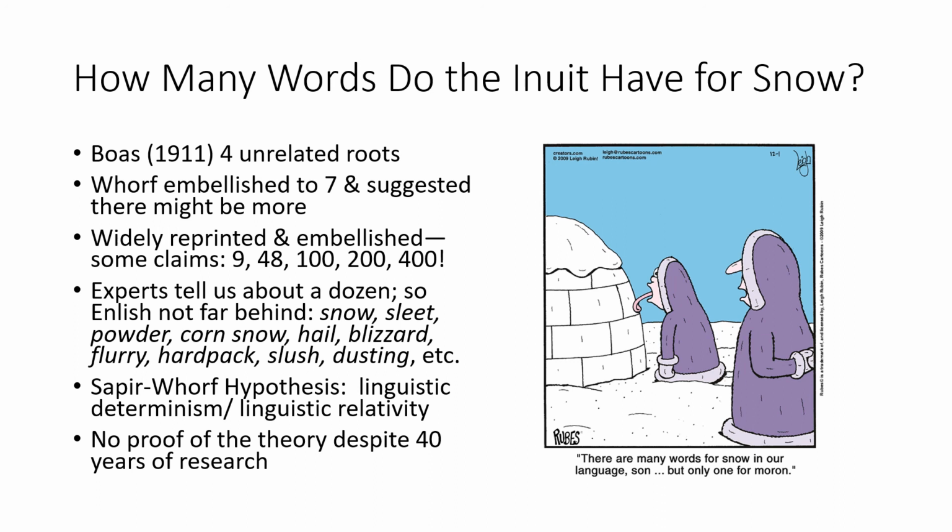people's thought processes. So all of this is to say that there is no proof of either the Sapir-Whorf hypothesis of linguistic determinism or of linguistic relativity. There's absolutely no proof of it, even though we have spent 40 plus years researching it. So if you have heard that there are 100 different words for snow, that the Eskimos have all these words, forget about it. They have about as many words for snow as we have in English.